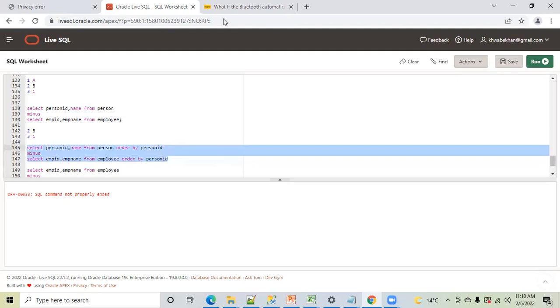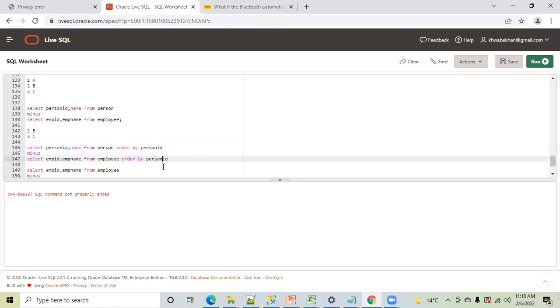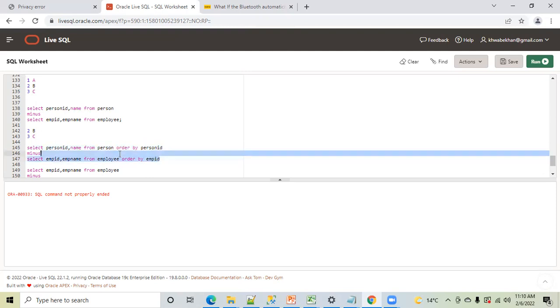Yes, I am there. But person ID is not there in the employee table, right? Okay, okay. Employee ID. Now is it fine? Employee. Yeah, fine. As per Shivanshu's suggestion, I am doing this. Okay, I am running this again.